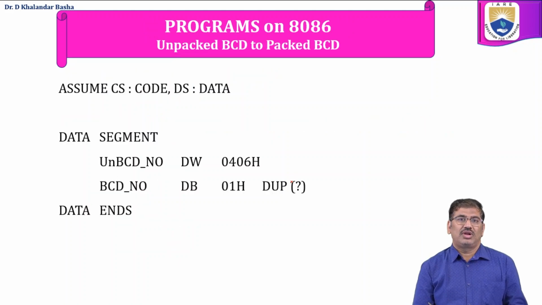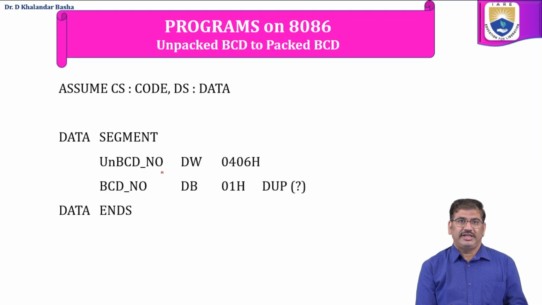ASSUME CS:code, DS:data. The ASSUME directive is used for requesting the assembler to assign the memory for the code and data segments. To start the data segment, we use the SEGMENT directive. As it is related to data, it is preceded by data. So, data SEGMENT. In this, we are declaring two variables. One is the unpacked BCD number, and the second one is the packed BCD number.